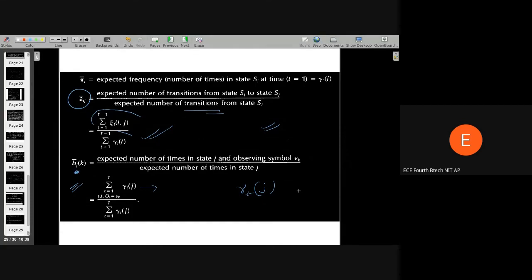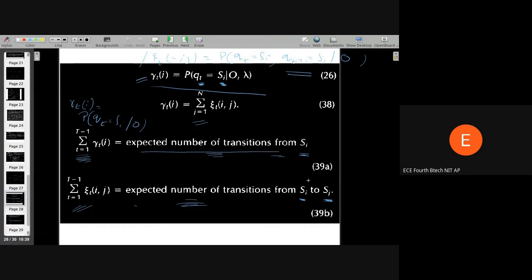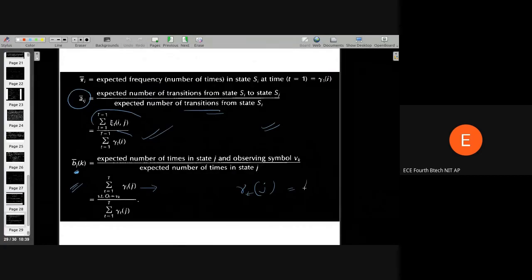Remember again, this definition should not be forgotten. You can even say P of qt equal to Sj given the observations. And when you simply sum it up, you get the expected number of times in state j. So you will transition from state j, obviously. So that's how it is.